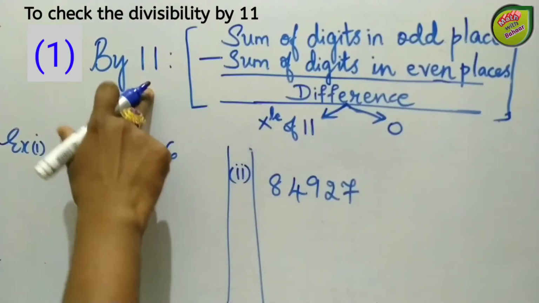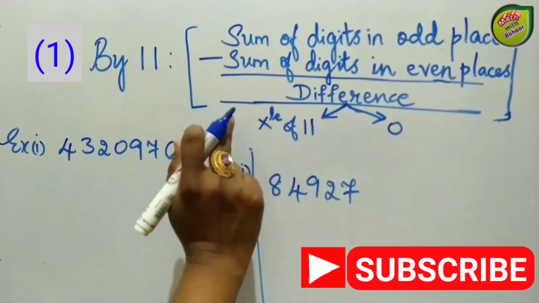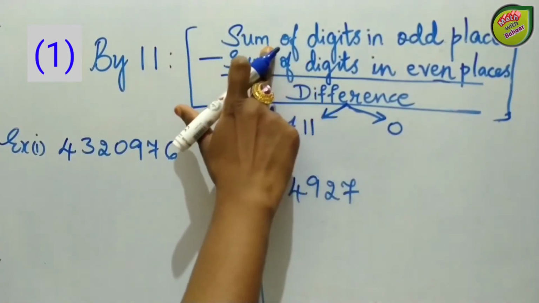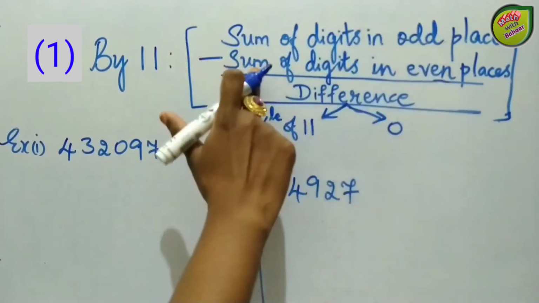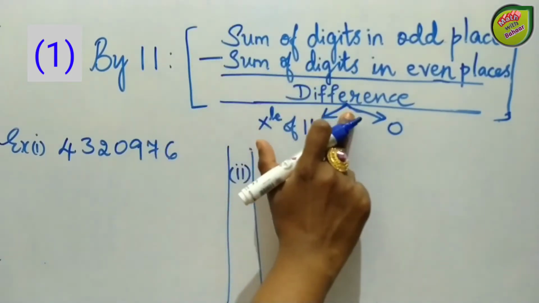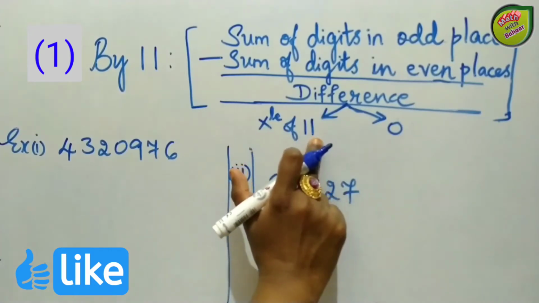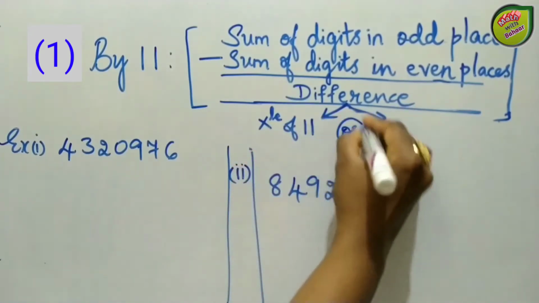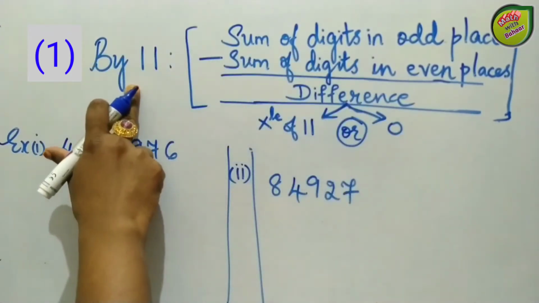Now let us check the divisibility of a number by 11. For this you have to understand the rule. First you have to find out the sum of the digits which are in the odd places, and then find out the sum of digits in the even places, and then you subtract to find out the difference. Now this difference should be a multiple of 11 or it should be 0. Then only we can say that the given number is divisible by 11.